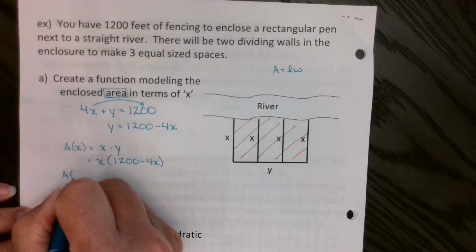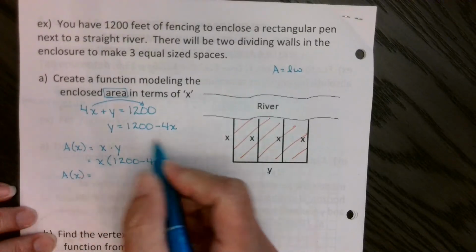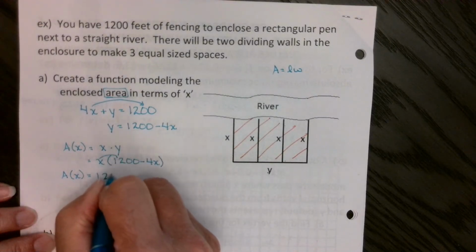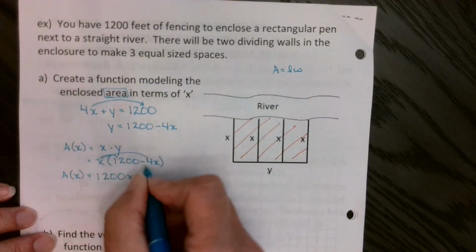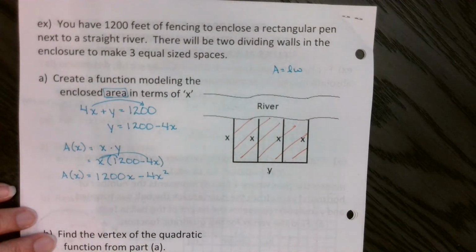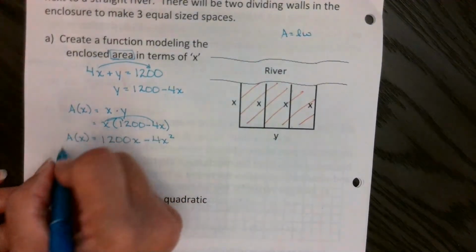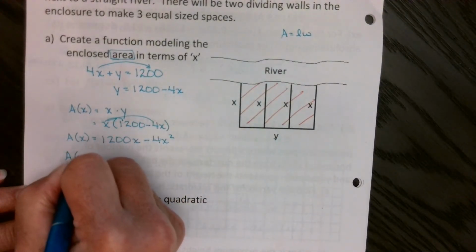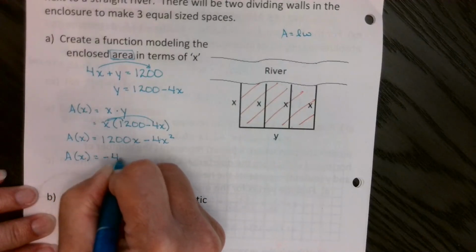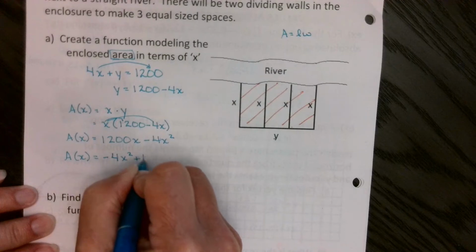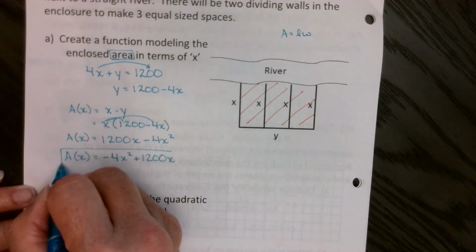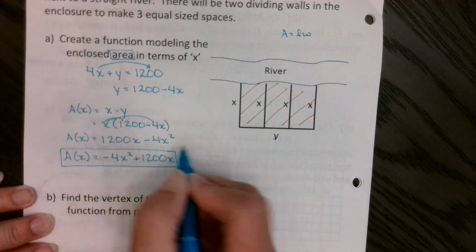Or we can do this. We can simplify it. This gives me 1,200x minus 4x squared. Now, we could put this in the right order. So A of x gives us negative 4x squared plus 1,200x. Okay, so now we've created our function.